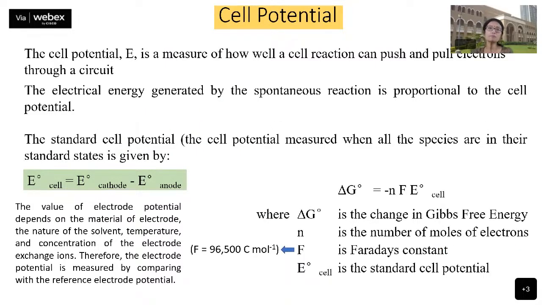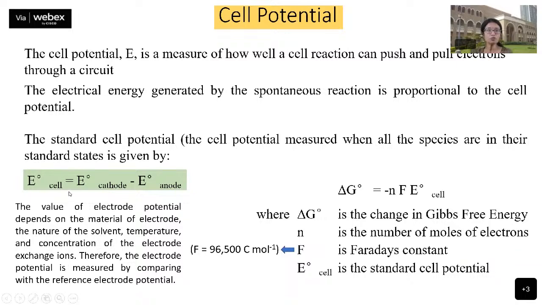Then another concept which is important is the cell potential. So what is the cell potential? It is a measure of how well a cell reaction can push or pull electrons through a circuit. The electrical energy generated by the spontaneous reaction is proportional to the cell potential. A standard cell potential is given by the difference between the standard cathode potential and the standard anode potential. You can also have the Gibbs free energy, which is related to the electrode potential by the equation delta G0 = -nFE0, where n is the number of moles of electrons, F is the Faraday constant, and E0 is the standard cell potential.